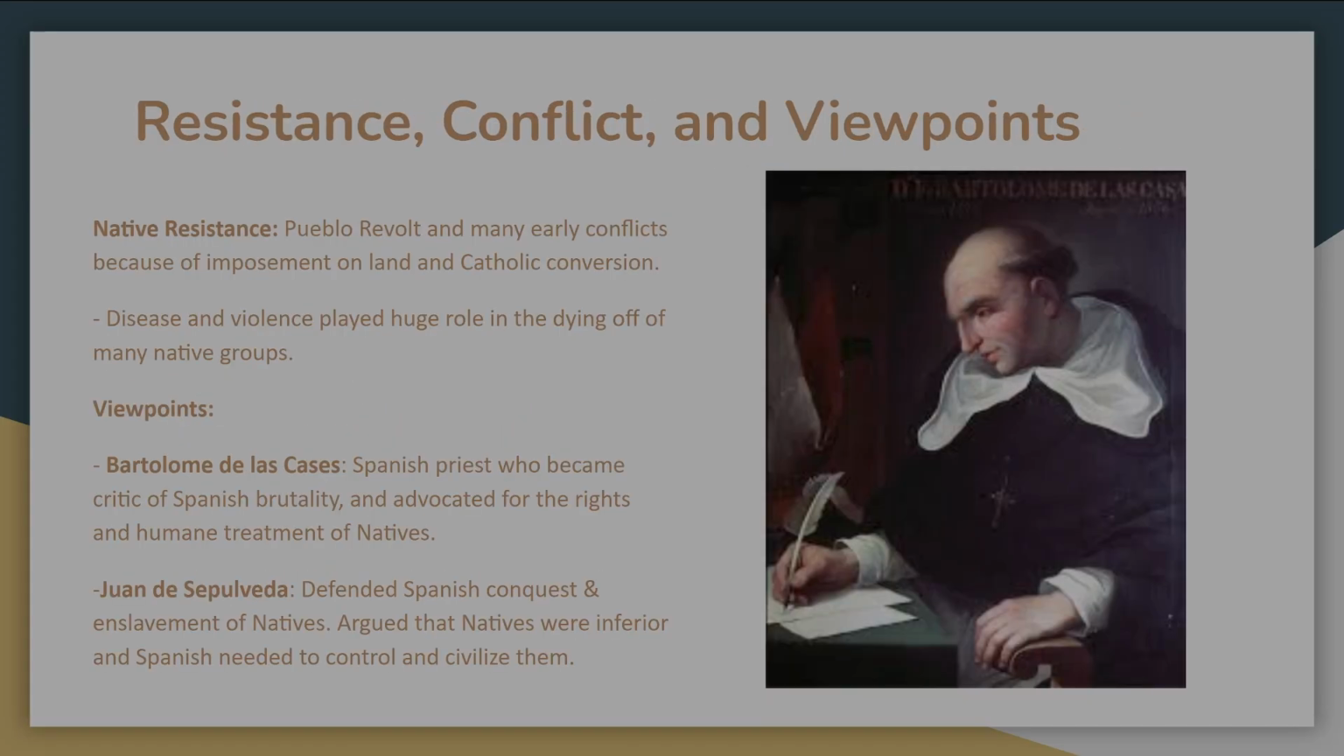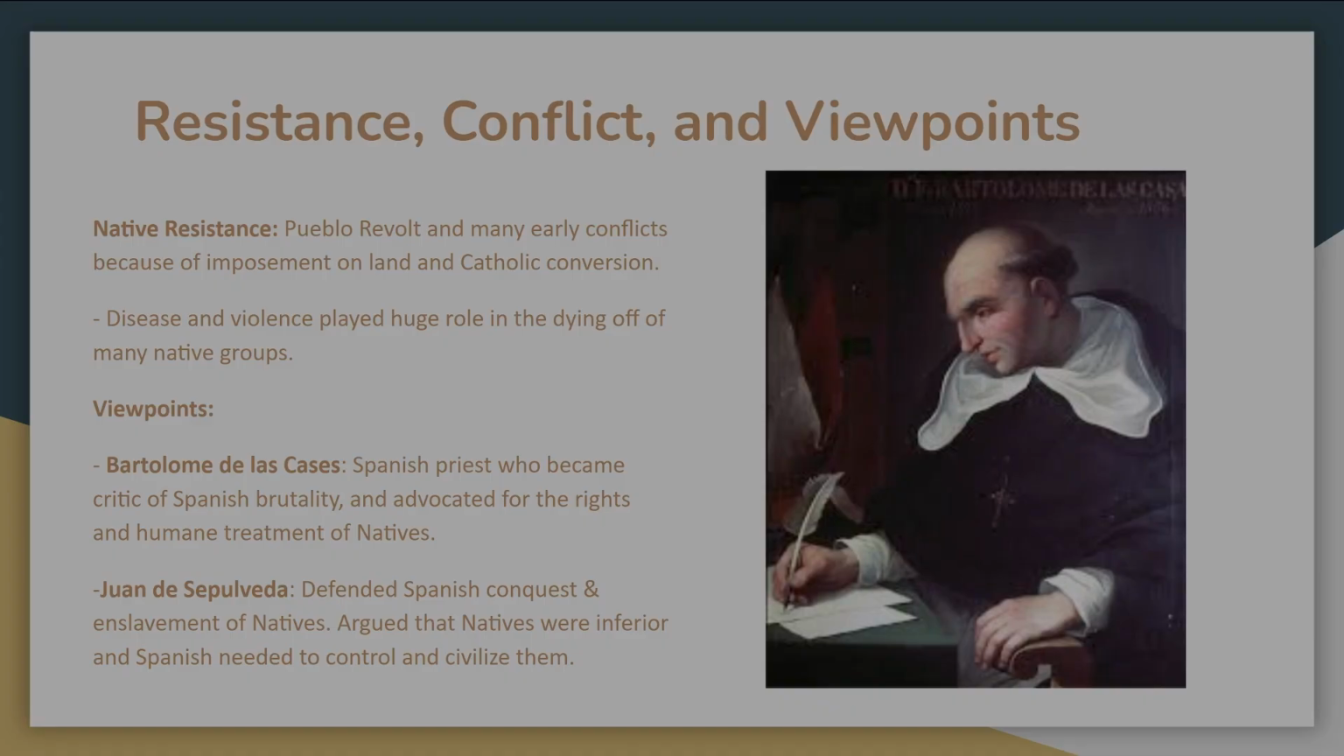So, resistance, conflict, and viewpoints. You have native resistance, which was the Pueblo revolt, and many early conflicts because of imposition on lands and Catholic conversion. Disease and violence played a huge role in the dying off of many native groups. Viewpoints. Bartolomé de las Casas was a Spanish priest who became a critic of Spanish brutality and advocated for the rights and humane treatment of natives.